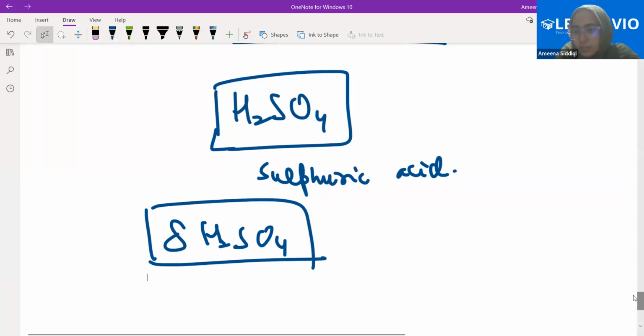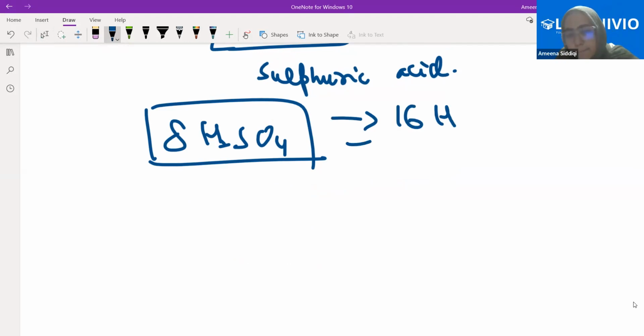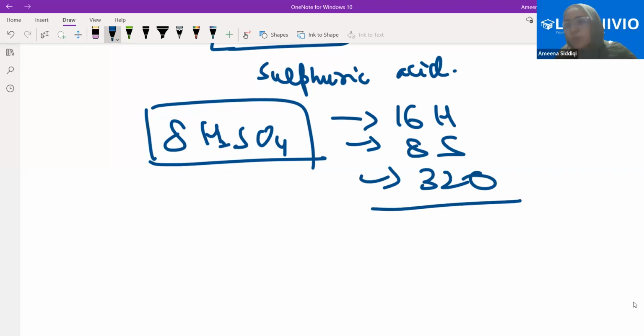There's eight molecules of H2SO4. Very good. That means 8 molecules of sulfuric acid. Now, if I ask you the number of atoms of each element in these 8 molecules of sulfuric acid? H has 16. Very good. Sulfur has 8, and oxygen has 32. Very good. So these are the different number of atoms present in 8 molecules of sulfuric acid. I hope it is understood.